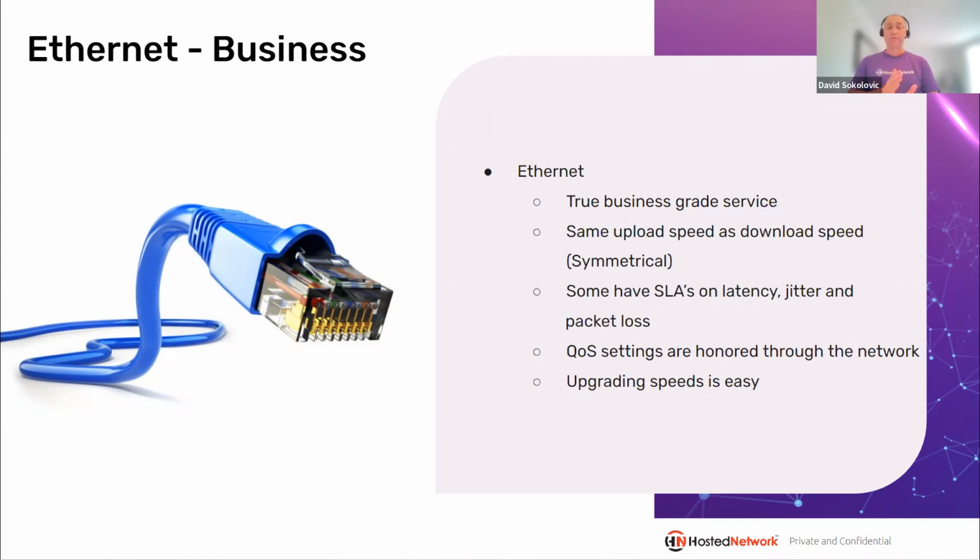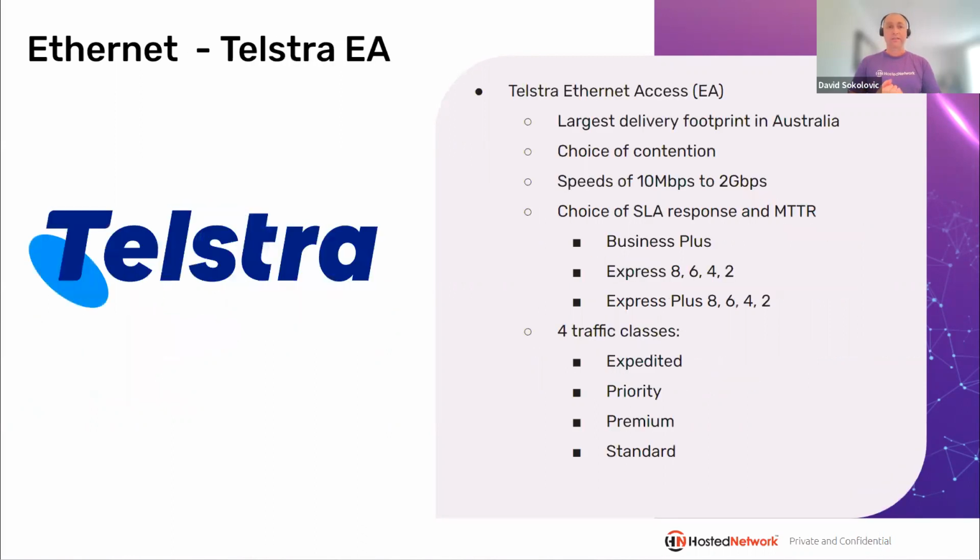So the main providers of Ethernet in Australia are Telstra, NBN, Vocus, and AAPT. And there's a couple of small providers out there as well. I'm not going to mention Optus because they don't really have a delivery network as such. They just resell everyone else's stuff. So the first carrier we'll talk about is Telstra.